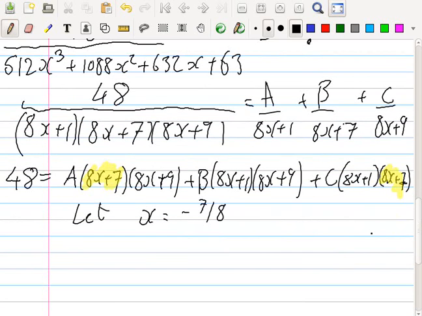Yeah, so in fact, then it simplifies all down to just this. 48 equals B, and then those 2 numbers there. So let's get those. Minus 7 over 8 times 8 is minus 7, plus 1 is minus 6. And then the same thing here, 8 times minus 7 over 8 is minus 7, plus 9 is 2. So that's minus 12. So I think B is minus 4 then. Would that be right? Yeah. So there's our first answer. B equals minus 4.